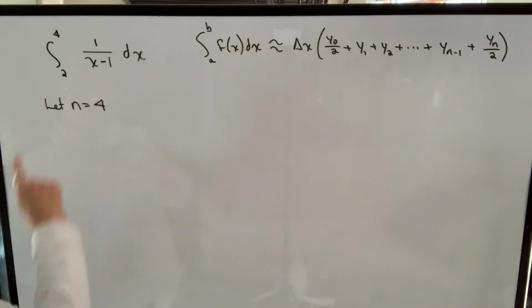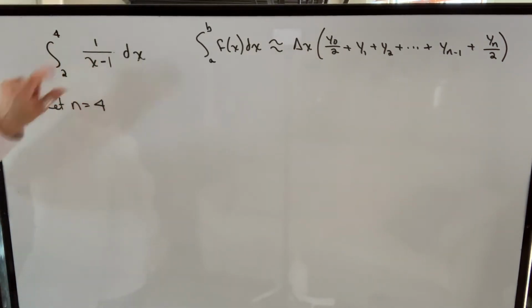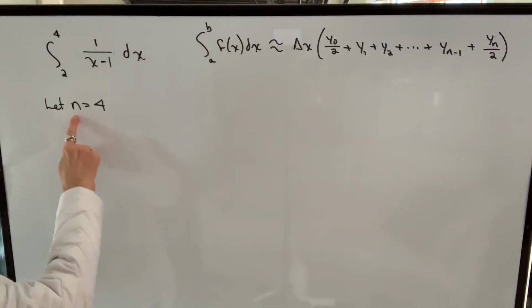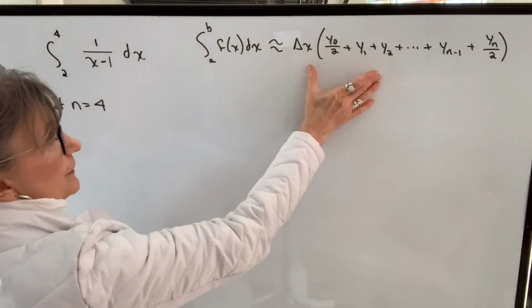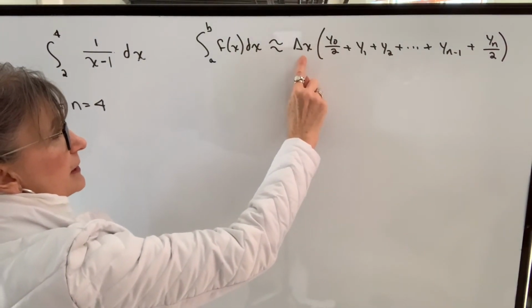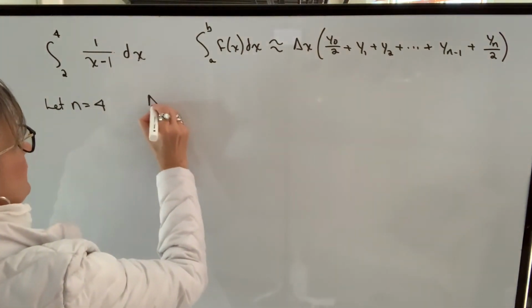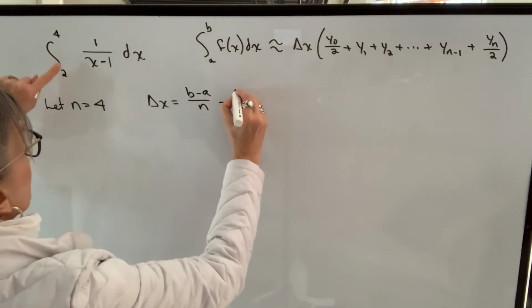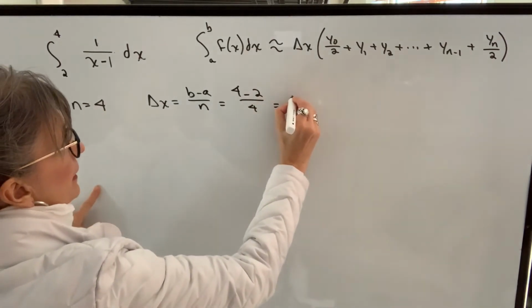So we're going to do this question, the integral of 1 over x minus 1 dx from 2 till 4. And the question will tell us how many trapezoids to use. In this case, we're asked to use 4. Here's my formula. In order to use that formula, I need to calculate delta x, and I need to calculate these y values. So I'm going to start off with delta x, and it will be b minus a divided by n. So in my example, it will be 4 minus 2 divided by n, 4. So it will be 1/2.